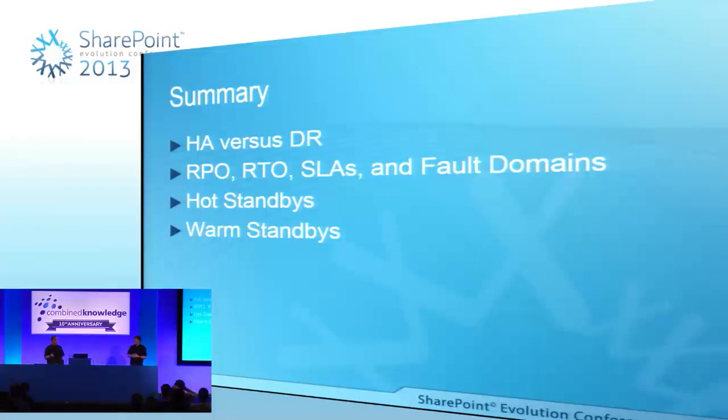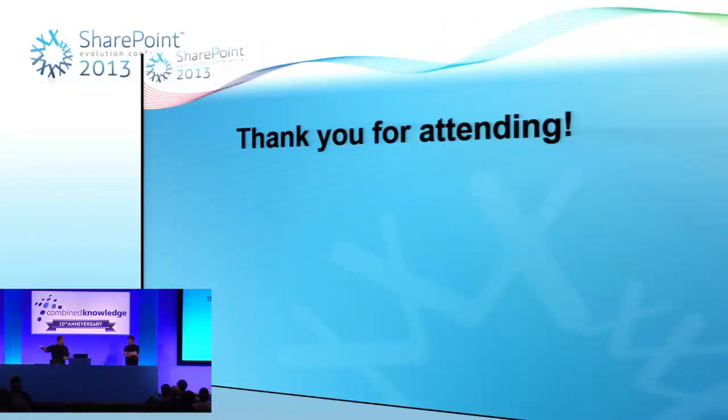So, in summary, the key thing about this is to know the difference between HA and disaster recovery. Basically, when you start talking about these, make sure you talk about RPO, RTO, SLAs, and fault domains. Make sure you get these defined up front. Look at hot standbys, seeing how those work. Look at warm standbys, seeing how they work, and thank you for attending.